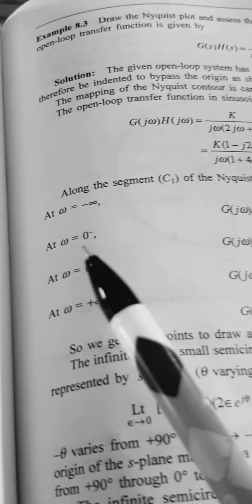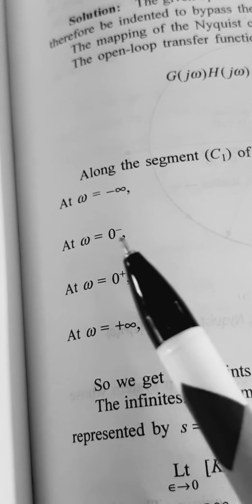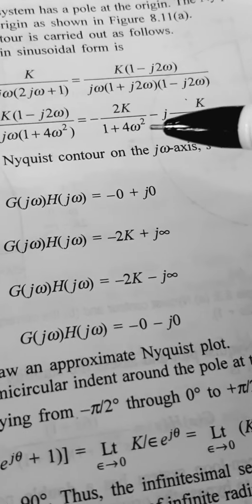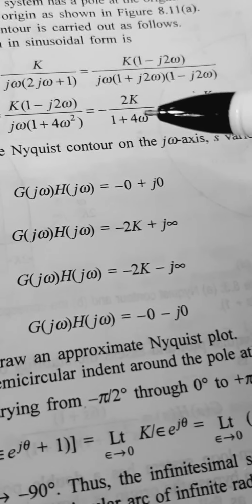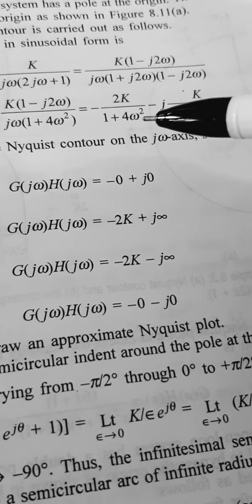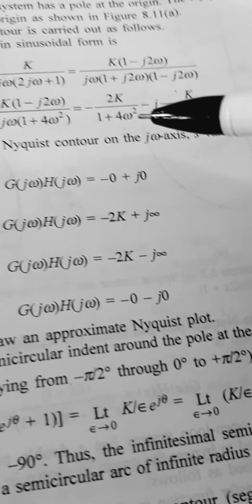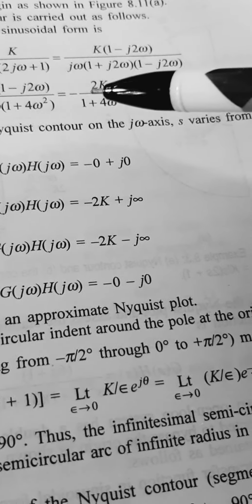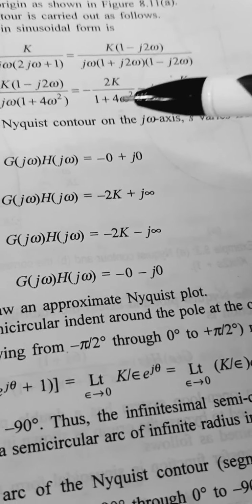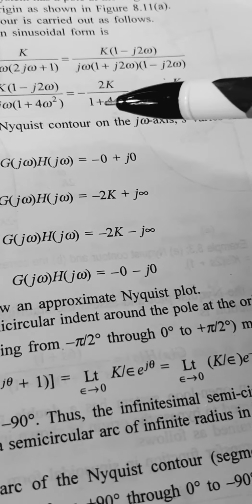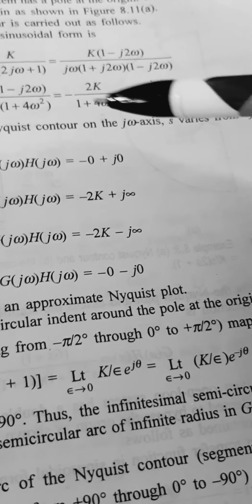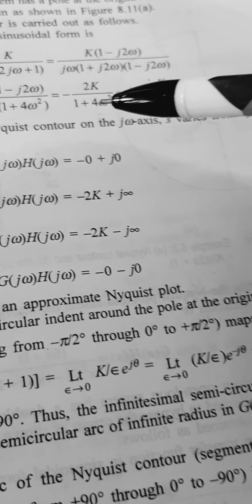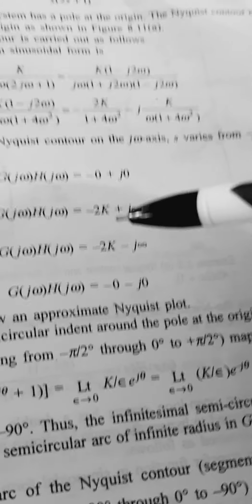Now at omega equal to 0 minus. This is very important, that sign is very important. When you substitute omega equal to 0 minus, omega square, you know, 0 minus squared, the minus will be cancelled. So it is 2k divided by, this will become 0, so 1 plus 0 in the denominator. So you will get minus 2k.